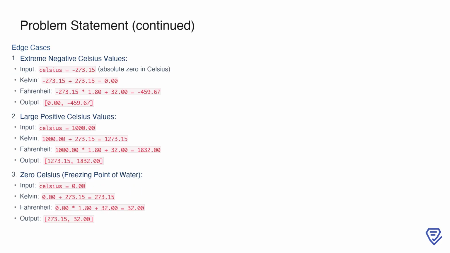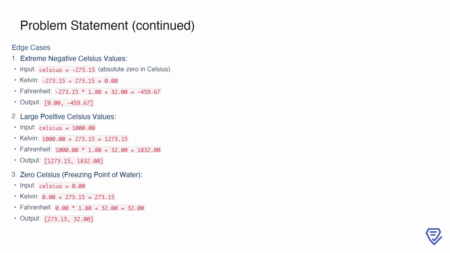Finally, let's consider some edge cases. For extreme negative Celsius values, such as -273.15, which represents absolute zero, Kelvin becomes 0.00, and Fahrenheit is calculated as -459.67. For large positive values, like 1000.00, Kelvin becomes 1273.15, and Fahrenheit is 1832.00. Another key edge case is when the input is 0.00, the freezing point of water. In this scenario, Kelvin is 273.15, and Fahrenheit is 32.00.